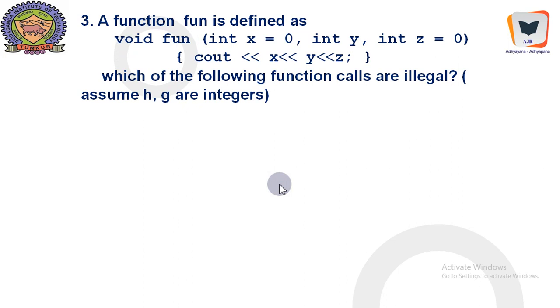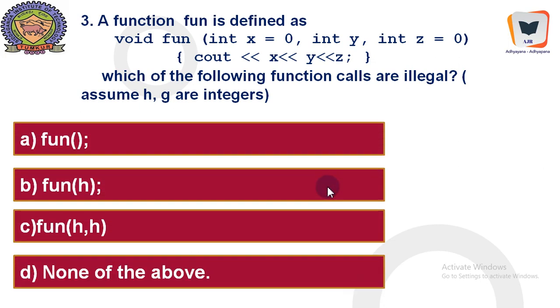A function fun is defined as void function integer x equal to 0, integer y, and integer z equal to 0. And we have printed output to be cout x, y, and z. The question is, which of the following function calls are illegal? Assume h, g are integers in place of x and y, of course. Fun, can we define like this? Fun of h can be defined like this.